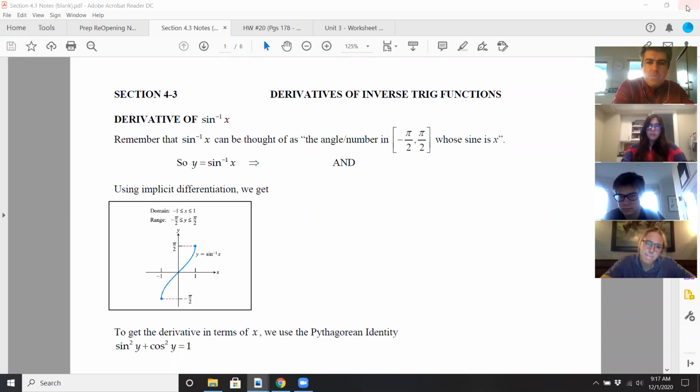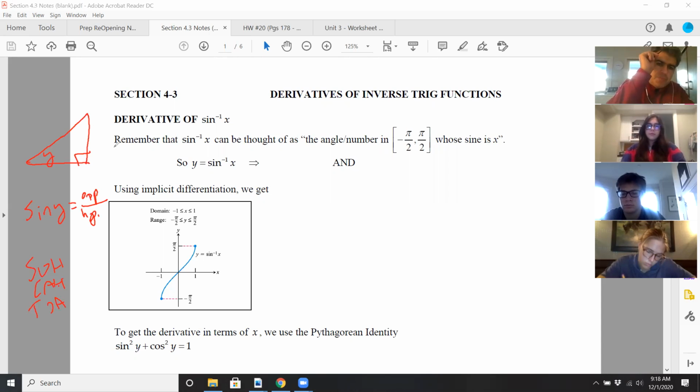So if I draw a right triangle off to the right here, here's a right triangle. We'll call this angle y. And what would sine y be? Well, sine of an angle is always going to be opposite over hypotenuse. We know this, right? You guys should be familiar with SOHCAHTOA. So say, for example, I call this side x, and I call this side 1.